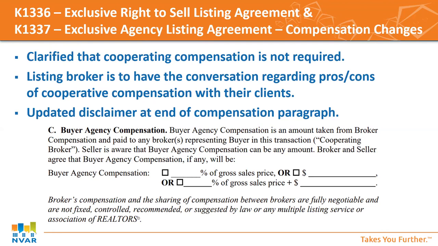We've defined what cooperating compensation is, which is buyer agency compensation, an amount taken from broker compensation and paid to any broker representing the buyer. We found that consumers weren't really clear as to what cooperating commission meant. So we identified that as buyer agency compensation. And these should be the same. We looked at this all of 2023. And this was the first change we made, just in terms of clarifying that it could be a percentage of gross sales price or a dollar amount or a hybrid. So we just cleaned that up a little.